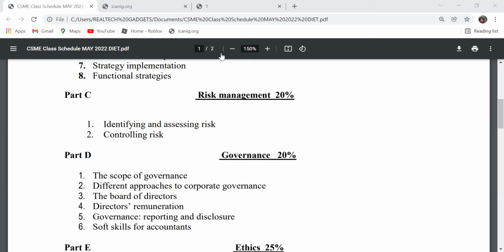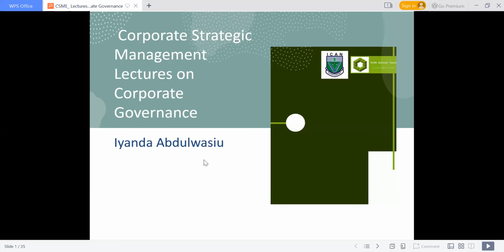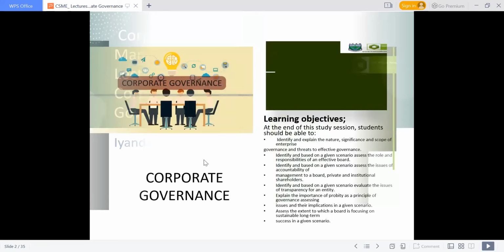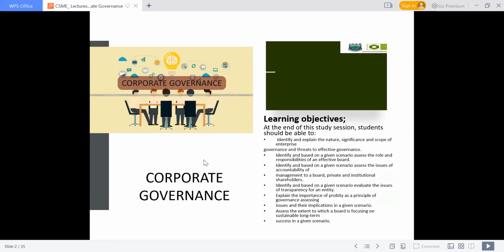So let's start with what we have for today, which is what? Corporate governance. All right. So what is our learning objective at the end of this particular topic? We should be able to talk about the meaning, the nature and significance of corporate governance, and what are the trends in corporate governance. These are the learning objectives. Okay.